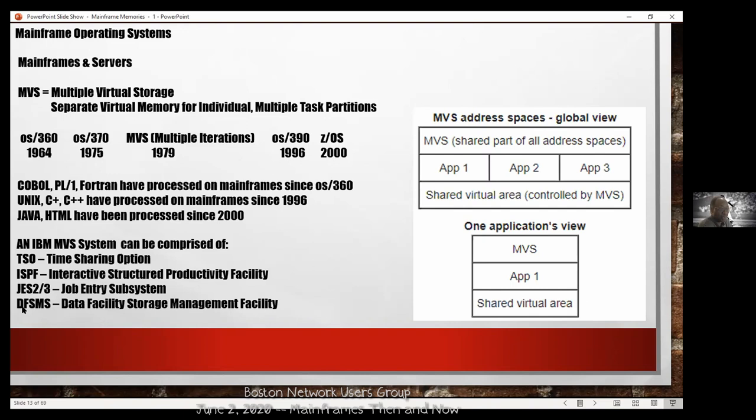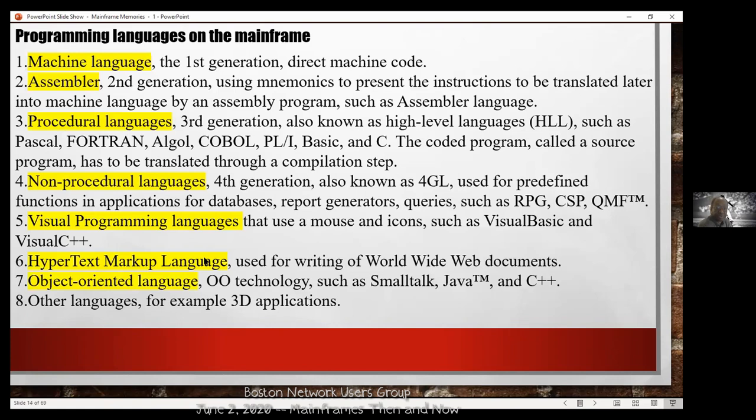DFSMS, the Data Facility Storage Management Subsystem, controls the storage function of processing data on disk or DASD, and on tape, and basically any other type of data that can be processed and used in the systems nowadays. I'll go to the next slide. Any questions before I go ahead at this point?